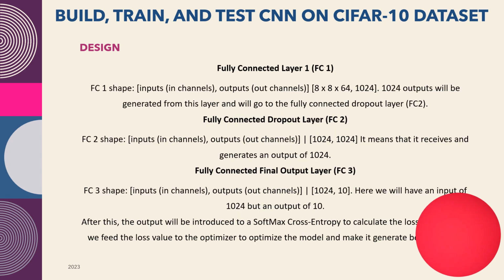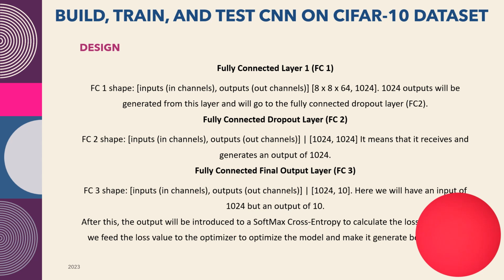The fully connected layer 1 has the following shape: inputs in channel, outputs out channel, and the dimensions are 8 by 8 by 64 and 1024, which means that 1024 outputs will be generated from this layer and will go to the fully connected layer number 2. And we see that we have an input of 1024 channels, and it will generate an output of 1024.